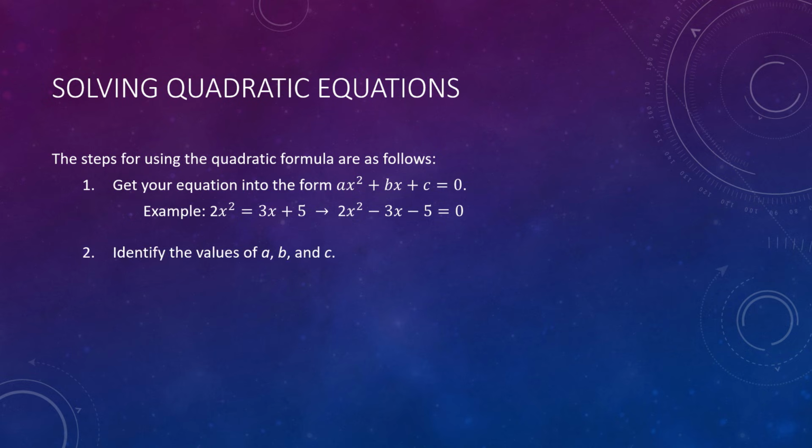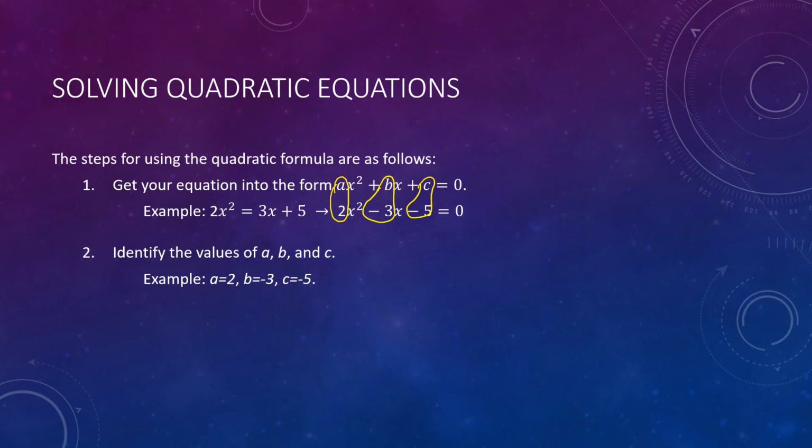Our next goal is to identify the values of a, b, and c. So in the context here, a is whatever's out in front of your x squared term. b is whatever is out in front of your x term. And c is whatever number is out on its own. So in the context of this example, a is 2, b is negative 3, and c is negative 5. Note, the negatives do matter.